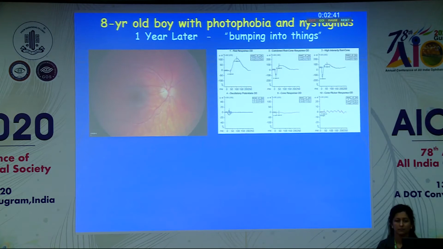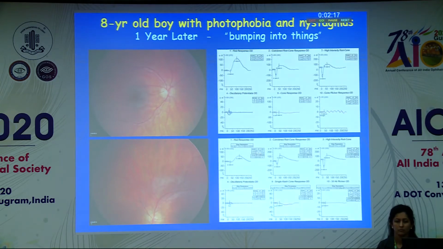So this boy comes in 1 year later with the history of bumping into things. Now, that is not a characteristic feature of achromatopsia because in achromats, the cones are affected, but the rods are not. So we did the fundus exam, of course. We saw a little bit of mottling in the peripheral retina and did the ERG. And now if you compare the ERG from the top and the bottom, the cones are still not there, but the rods, the amplitudes were less. So actually this patient had a cone rod dystrophy, which initially presented as achromatopsia.